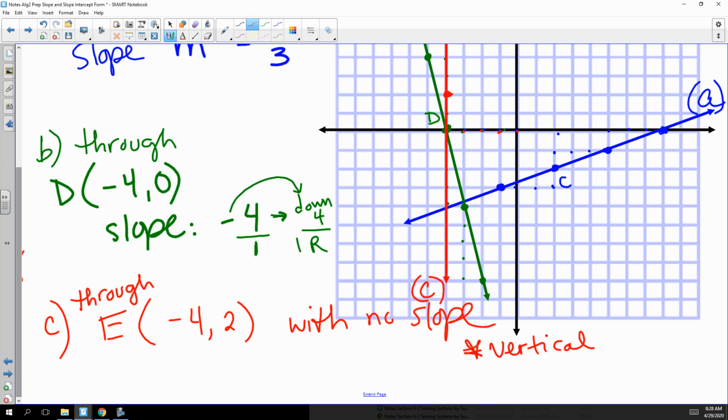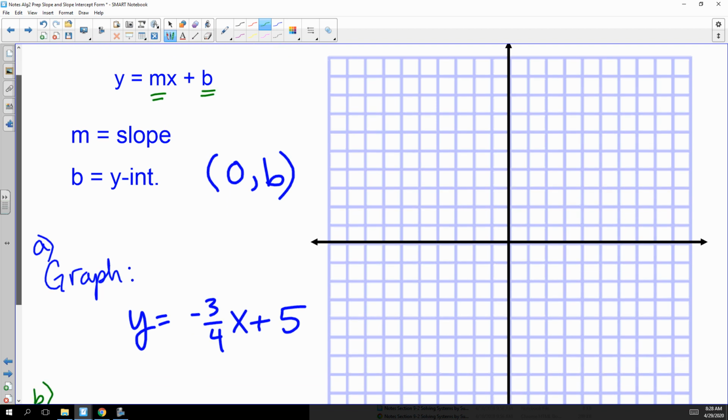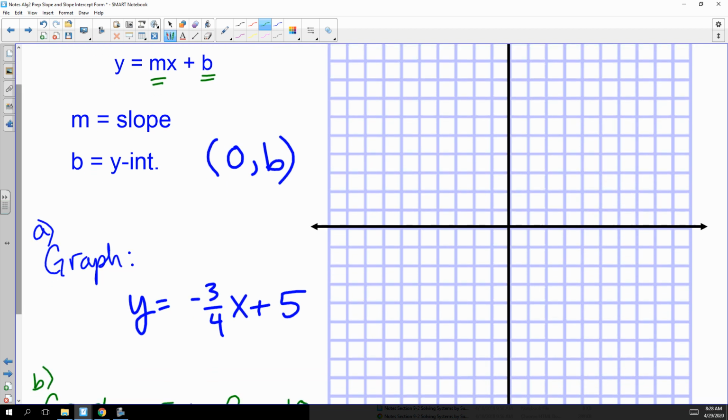So let's talk a little bit about slope-intercept form. Recall that slope-intercept form is y equals mx plus b, where m is the slope and b is the y-intercept. You usually see numbers in place of these. And when you graph using slope-intercept form, you're going to plot the y-intercept first, right? So we're going to identify the y-intercept as this point. If we're going to graph the line y equals negative 3/4 x plus 5, the point that we're going to plot first is going to be (0, 5).